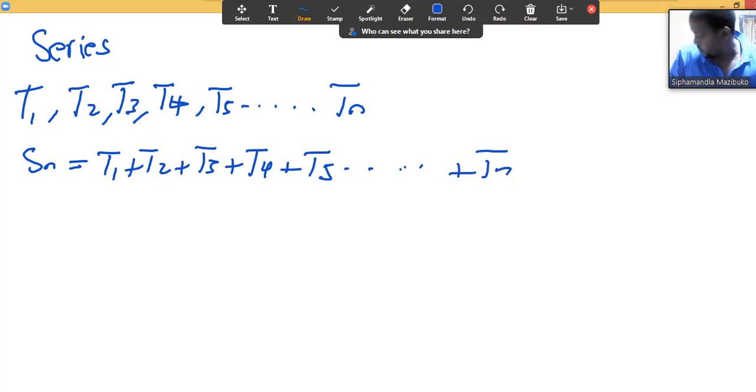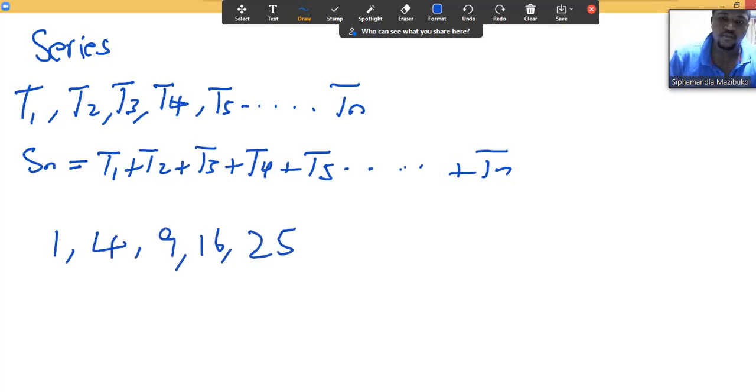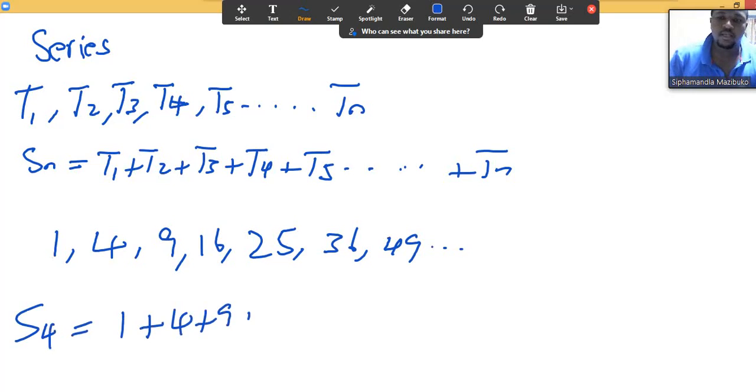For example, suppose we have a series 1, 4, 9, 16, 25, 36, 49. Let's say we want to find the summation of the first 4 terms, so we want to find S4. S4 will be 1 plus 4 plus 9 plus 16, which should be 30. So this is a summation of the first 4 terms.